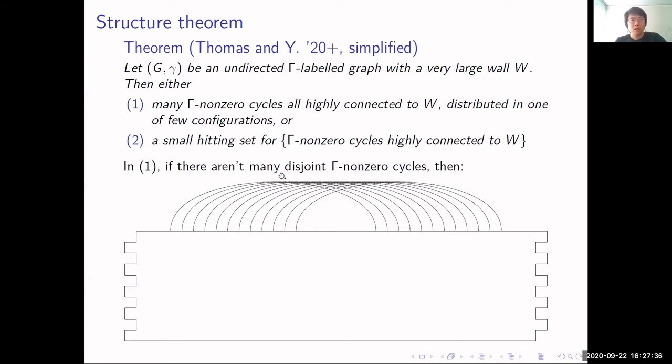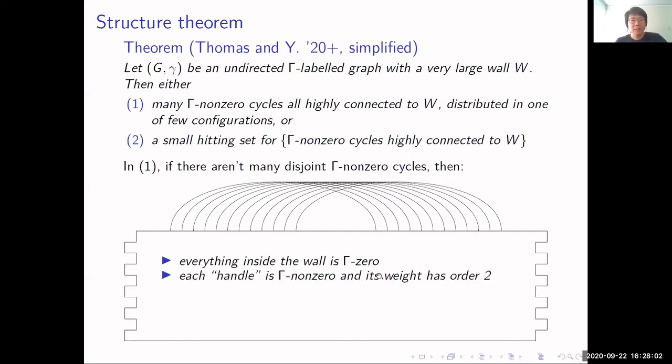Okay, but a consequence of our structure theorem is that if in outcome 1 you cannot find many non-zero cycles, then this has to occur. So in a sense, this odd cycle counterexample is the only obstruction for finding many disjoint non-zero cycles. Everything inside the wall is 0. Each handle, I call this a handle because somebody saw this picture and thought it looked like a shopping bag. So each of these paths I call a handle is non-zero, but its weight has to have order 2 in the group.